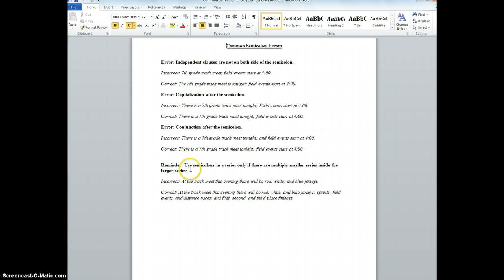Then also, as far as that third rule goes, use semicolons in a series only if there are multiple smaller series inside larger series. Sometimes people will put in semicolons where commas should go. At the track meet this evening, there will be red; white; and blue jerseys. That's incorrect. Just put commas there because there are no smaller series inside this. But look at the correct one. At the track meet this evening, there will be red, white, and blue jerseys.